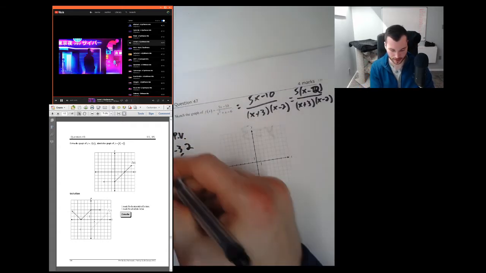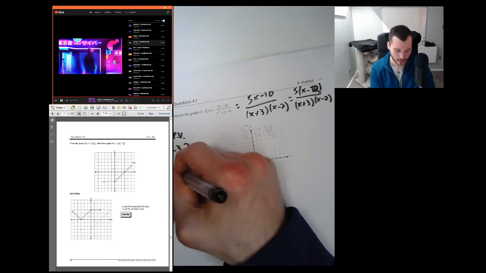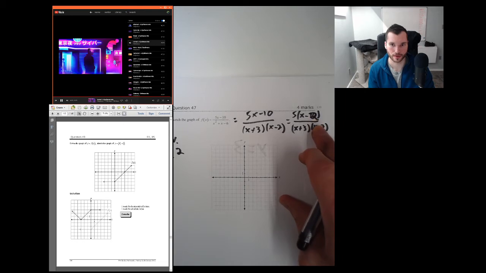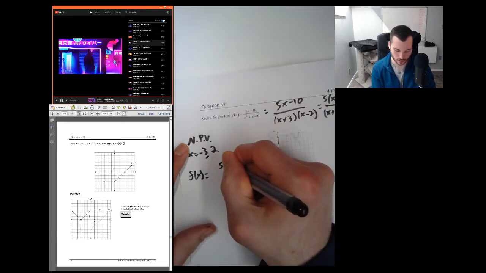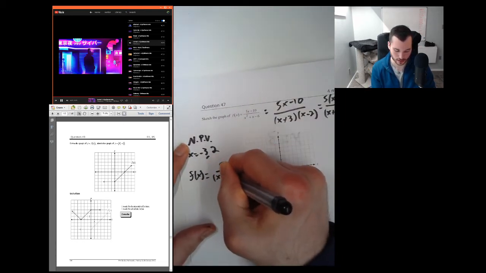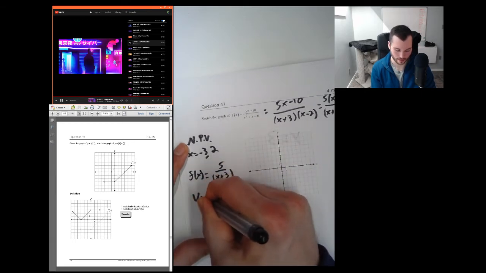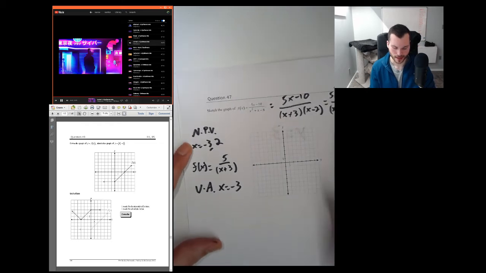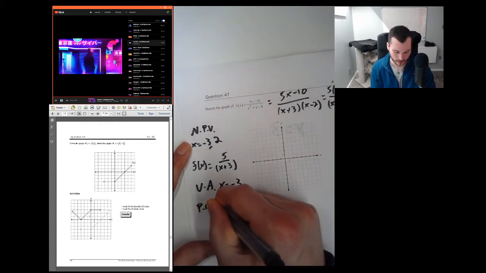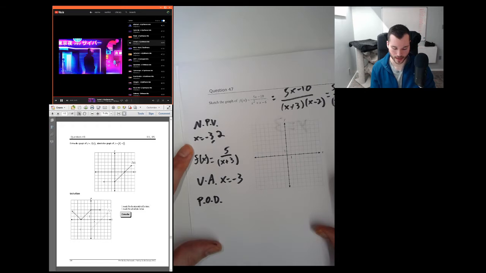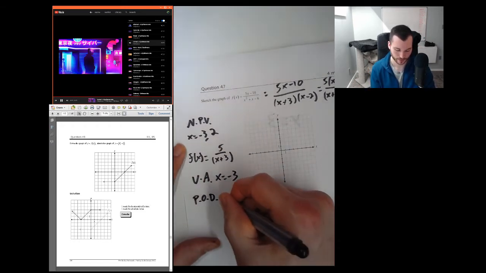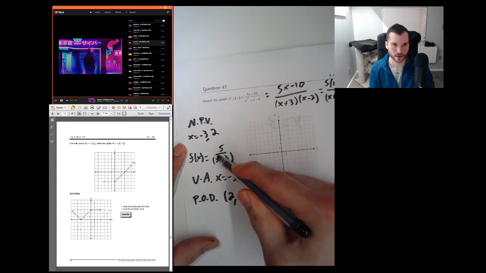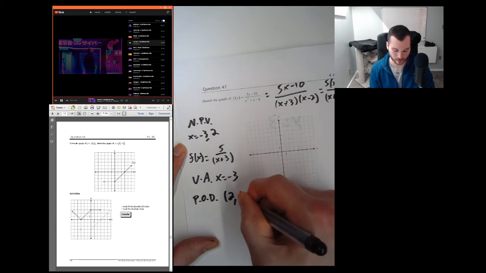Now, what's going to happen is that my f of x actually does get to simplify a little bit here. So I have these two factors being simplified out. So my f of x is actually just this. And that gets me a VA, x equals -3, and a point of discontinuity when x is equal to 2. Plug in 2 up here: 5 divided by 2 plus 3, 5 divided by 5, 1.